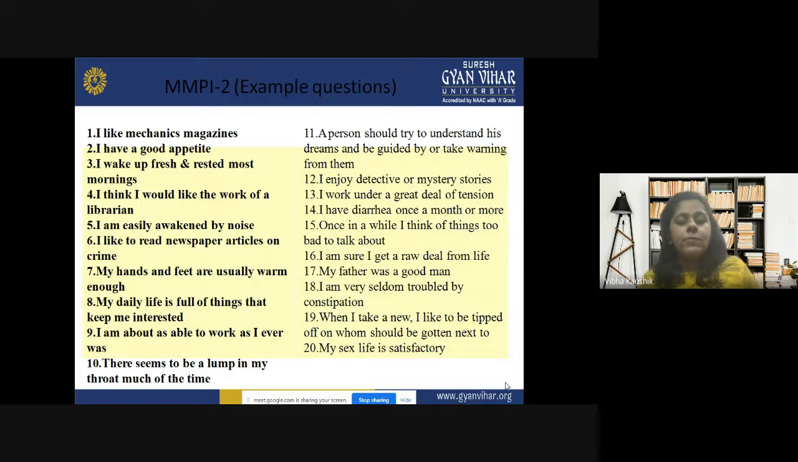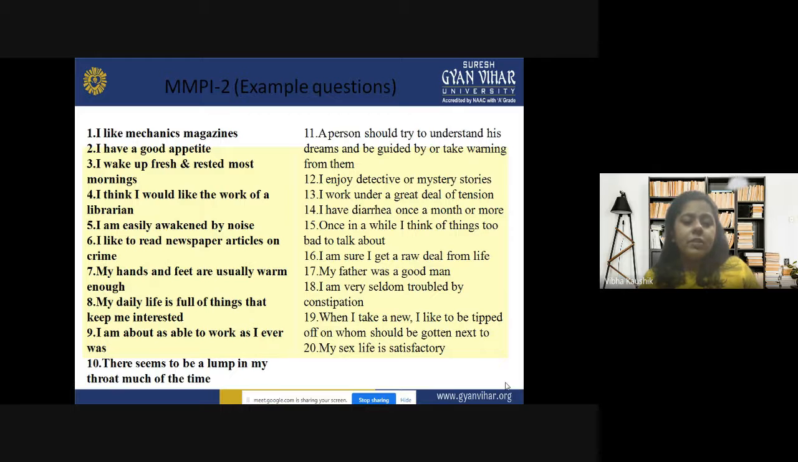MMPI-2 example questions means some questions are there that have been in the test. First one, I like mechanics magazines. Means now you have to tell whether you really like that or not. You have to give your answer in true or false. I have a good appetite. Again, you have to judge the statement as true or false. I wake up fresh and rested most mornings. I think I would like the work of a librarian. I am easily awakened by noise. I like to read newspaper articles on crime.